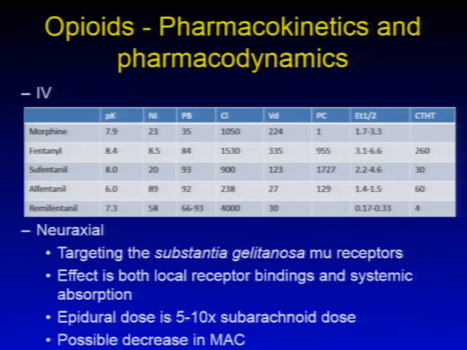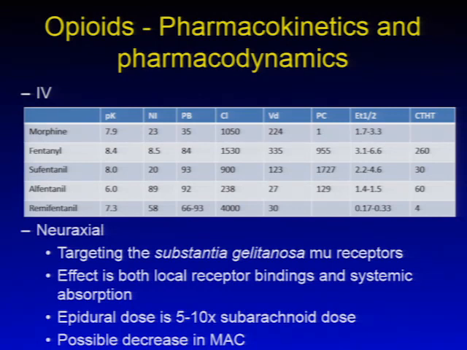Pharmacokinetics and pharmacodynamics, as you can see in this table as well, the PK and the clearance for all these medications. You'll notice that fentanyl and morphine have the highest clearance, except for remifentanil, which we will talk about later as to how this is beneficial in the way that we use it.